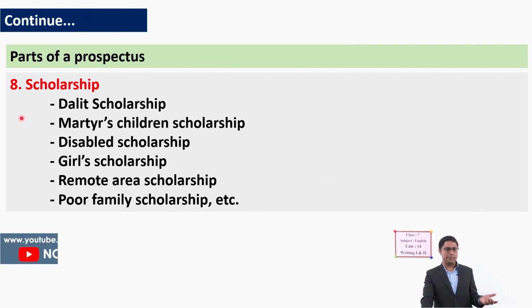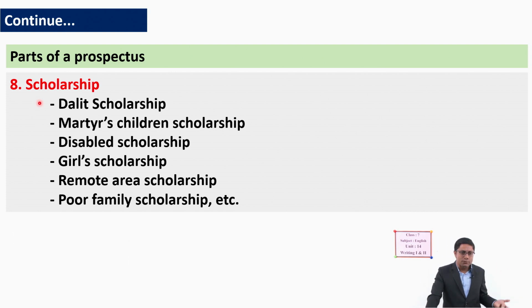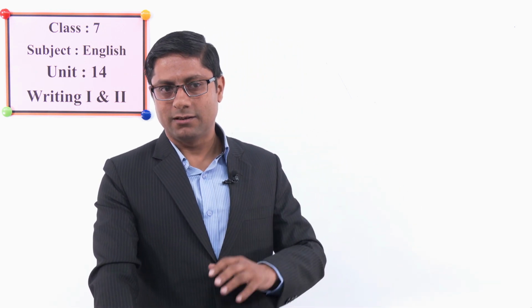Similarly, you can also talk about scholarship. What kind of scholarships are available? To whom? Who can get those scholarships? For example, in your school there may be the provision of Dalit scholarship for the students who belong to Dalit communities, martyrs' children scholarship, similarly disabled scholarship, girls scholarship, remote area scholarship, poor family scholarship. So, such things you need to mention, and then you will write a prospectus. Okay? So, considering all those things as we discussed earlier.